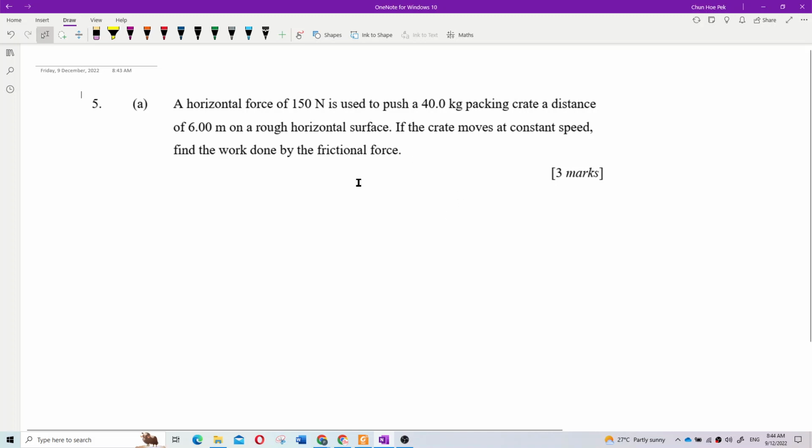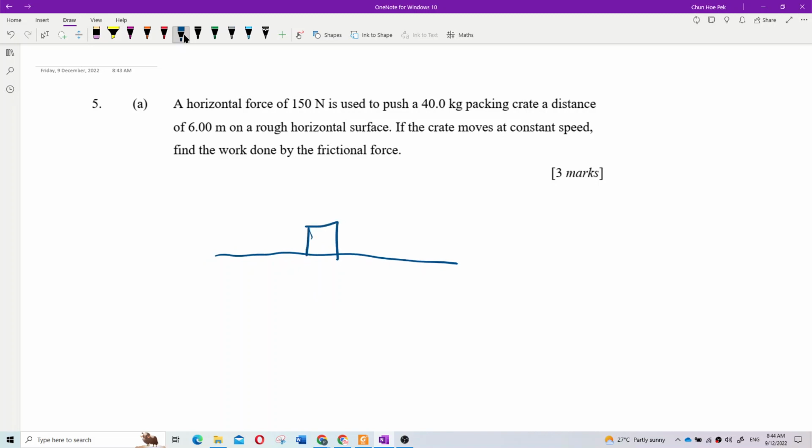Okay, so let us start discussing this question. I'm still recording. Now a horizontal force of 150 Newton is used to push a 40 kilogram packing crate a distance of 6 meters on a rough horizontal surface. If the crate moves at constant speed, find the work done by the frictional force. You still have to draw a free body diagram for this. First, draw your rough idea, like a comic. What's happening? There's a crate.